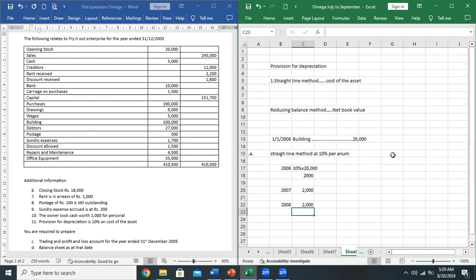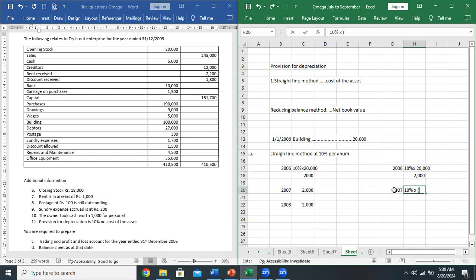If it is reducing balance, things would have changed. In the first year, 2006, we'll calculate 10% times the net book value. But the asset was bought in 2006, so there's no previous depreciation on the asset. So in the first year, under the reducing balance method, we're still going to have 10% times the 20,000, which will give us 2,000. But in the second year, 2007, it is going to be 10% times the net book value.